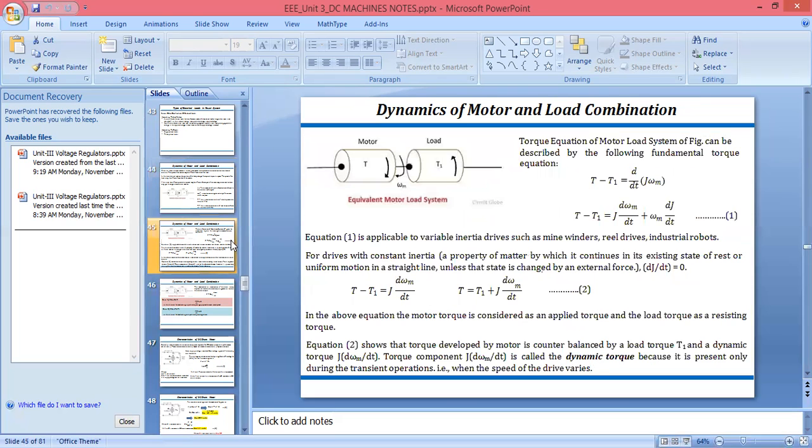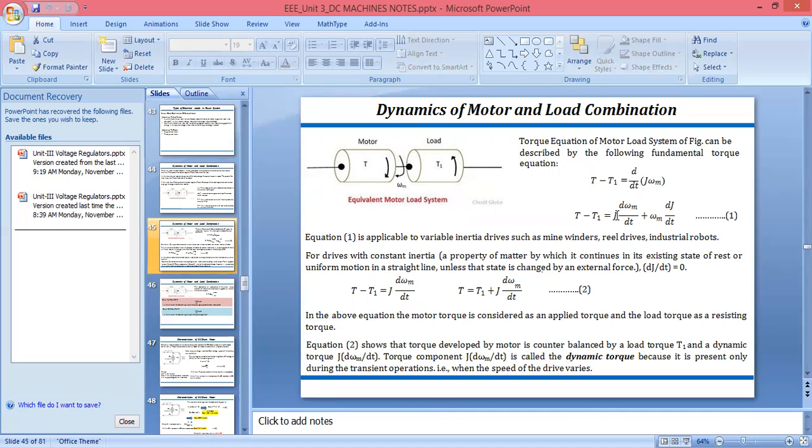So we can calculate here tau minus tau 1 equal to derivative of J omega m. We can calculate again. We know moment of inertia is a constant term, so we can take it as it is. Then, if you are calculating the derivative of two terms which are in multiplication, we can take the first term as it is and the derivative of the second term, plus the second term as it is and the derivative of the first term.